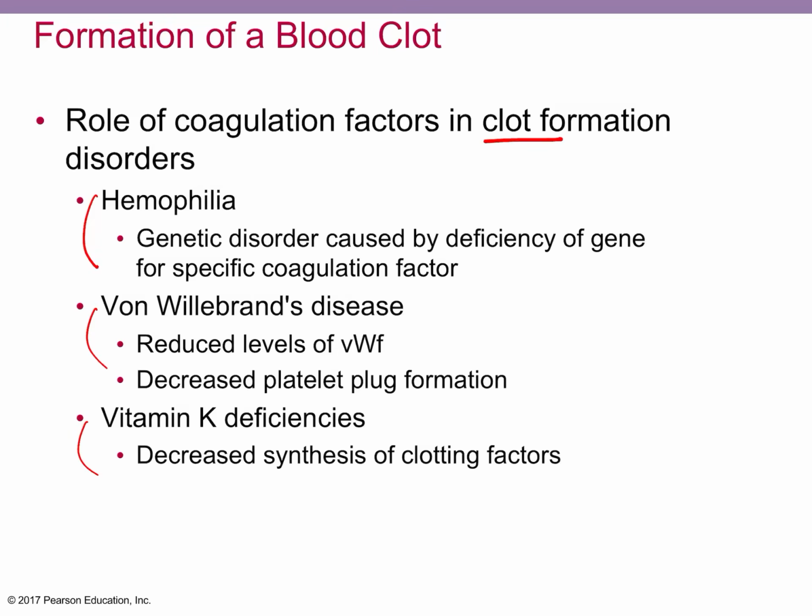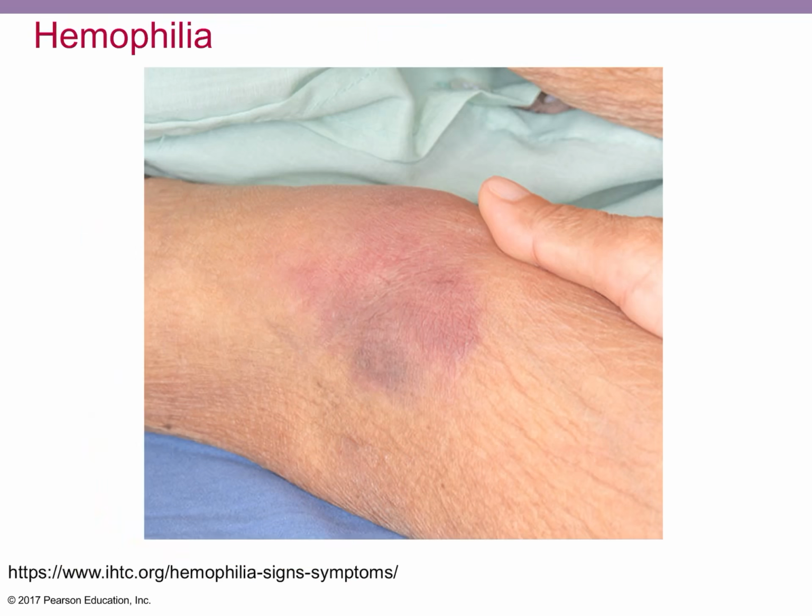Hemophilia, von Willebrand's disease, and vitamin K deficiencies are all known to cause problems in clotting. Hemophilia is genetic. You're missing a clotting coagulation factor. Von Willebrand's, I talked about earlier, is decreased. You have reduced levels in the bloodstream, and you don't have the ability to form that initial platelet plug. And then vitamin K is required to make those clotting factors. So if you're low on vitamin K, then you're going to be low on those clotting factors. So those are your sort of diseases of clotting factors.